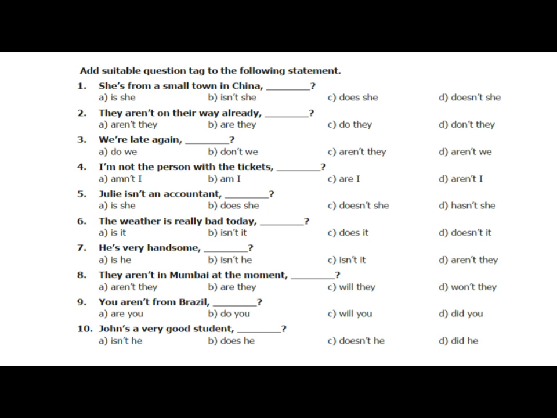She is from a small town in China, isn't she? They aren't on their way already. Are they? We are late again. Aren't we? I am not the person with the tickets. Am I?